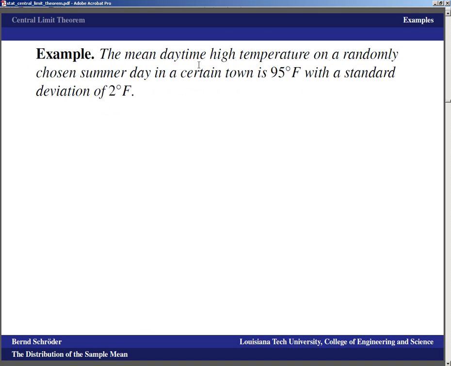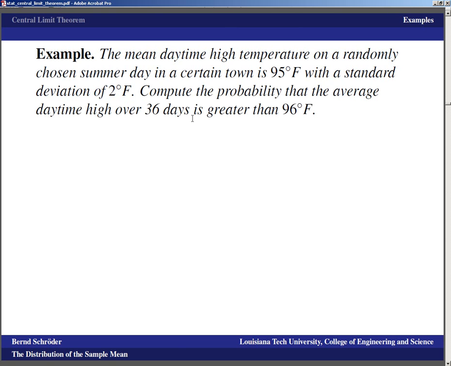Let's take a look at the mean daytime high temperature on a randomly chosen summer day in a certain town, and let's say that the mean daytime high is 95 degrees Fahrenheit with a standard deviation of 2 degrees Fahrenheit. Compute the probability that the average daytime high over 36 days is greater than 96 degrees Fahrenheit. Okay, so now with this process that I recommend in my book, you always think about what's your random variable, what's your underlying distribution, what are the parameters, and what is your event and what is your probability.